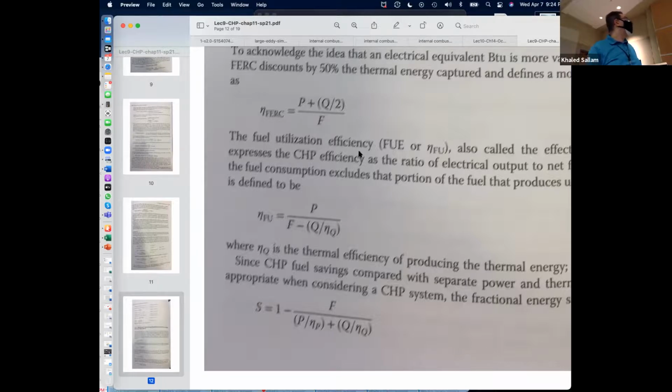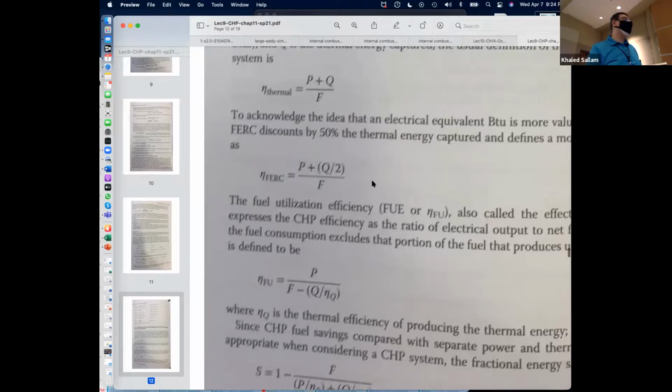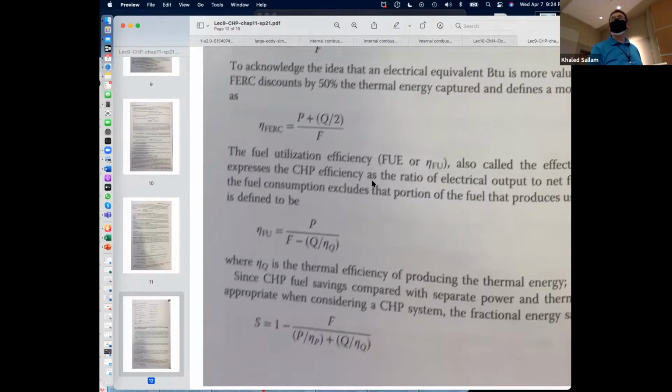Okay. So now when you are generating also Q, that's really great, right? Because your fuel is now utilized more. By how much more? Rather than saying it's P plus Q over F, you would actually take it here. So it's P divided by F minus the Q. Okay? Minus the Q. Why? Because that heat that you used in the process heating could have been done with a fuel. So you are actually using less fuel now.